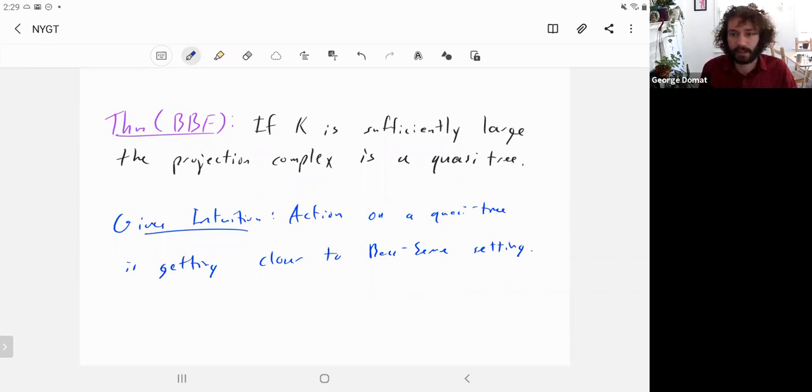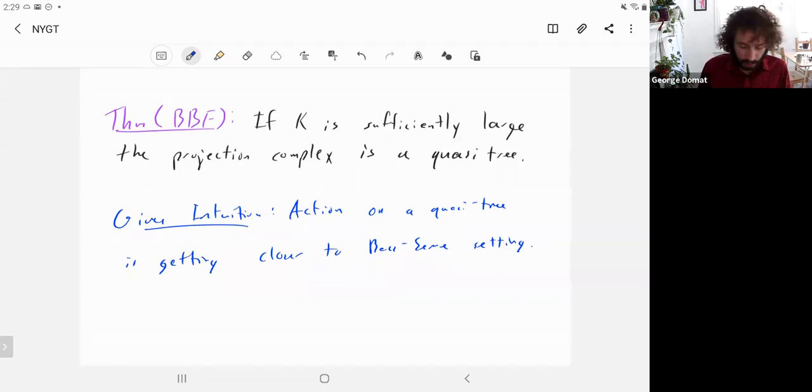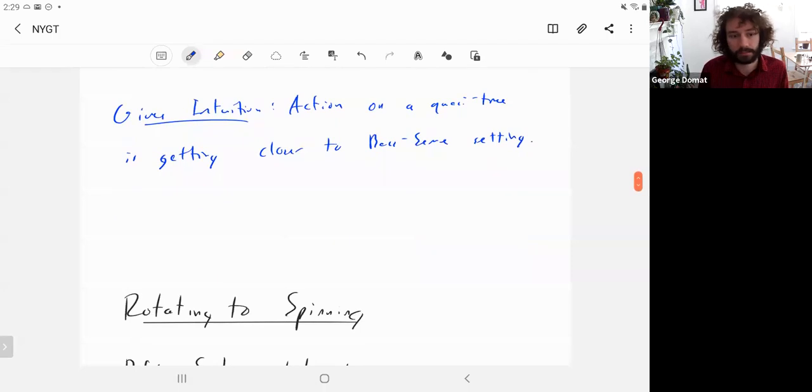Great. Any questions on this projection complex background? Great. So now let's actually talk about how we go from the DGO setup to the CMM setup. So we need to go from rotating to spinning.